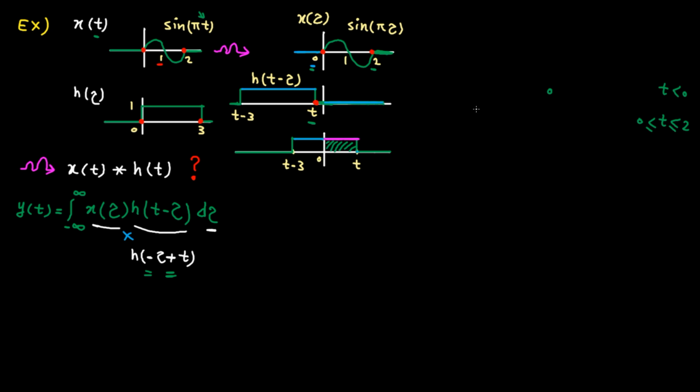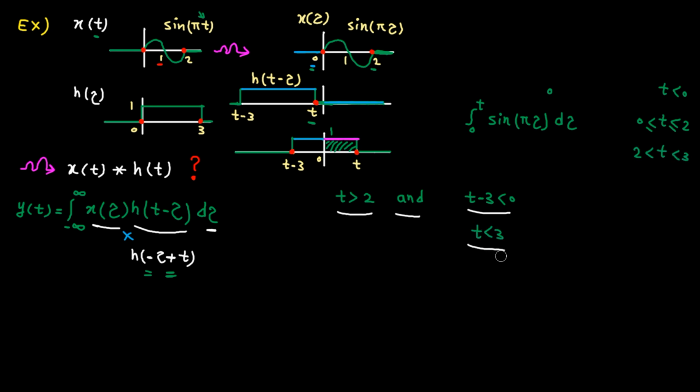This is the only box where the product between x and h is not 0. The integral is non-zero from 0 to t. In this interval, x is a sinusoidal function and h is 1. Another scenario is when t is greater than 2, but t minus 3 is less than 0, i.e. t is less than 3. This means t is between 2 and 3.